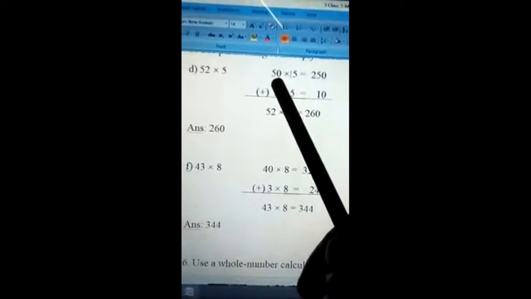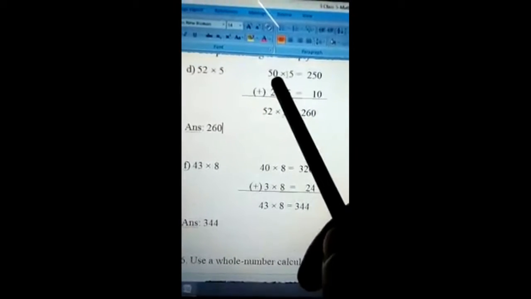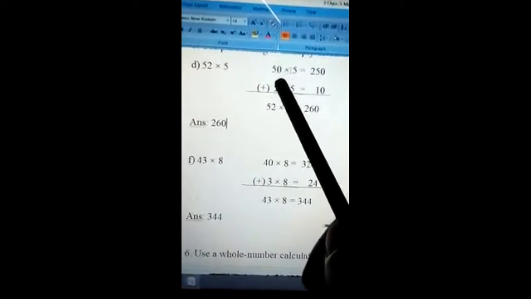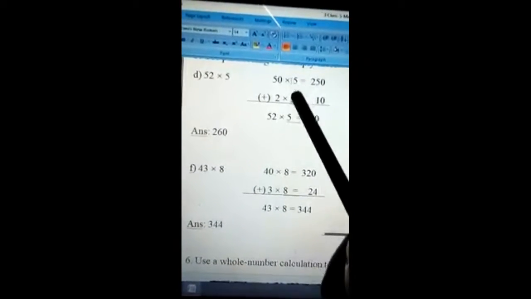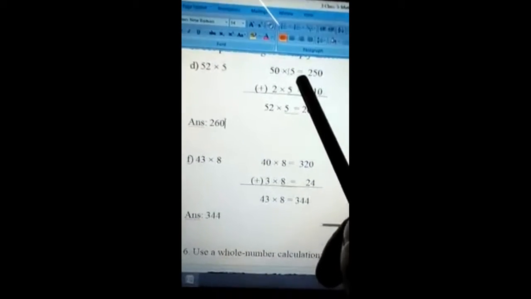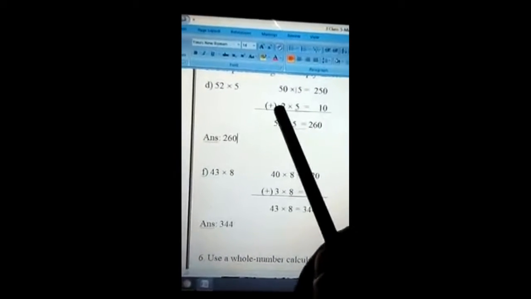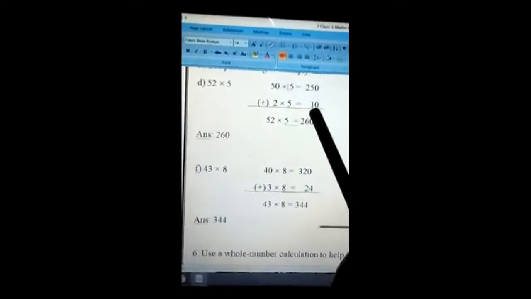Next is number 5. Use partitioning to multiply these. So we will break this number into tens and ones and multiply it with 5 like this. Over here we'll write 50 and 2. So 50 plus 2, both will be multiplied by this 5. 50 plus 2 is 52 multiplied by 5, and here we'll write equals to. So 50 times 5 is equal to 250. 2 times 5 is equal to 10.